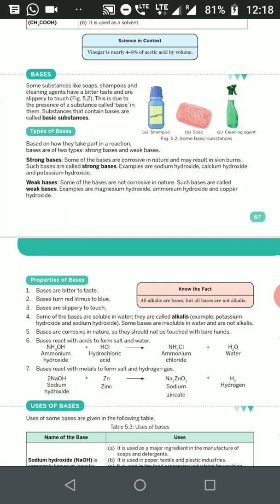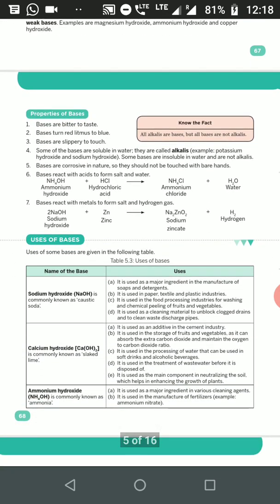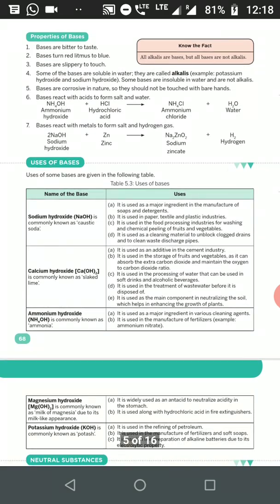Next, uses of bases. Sodium hydroxide. It is used as the major ingredient in manufacturing of soaps and detergents. It is used in the paper, textile and plastic industries. It is used in the food processing industries for washing and chemical peeling of fruits and vegetables.